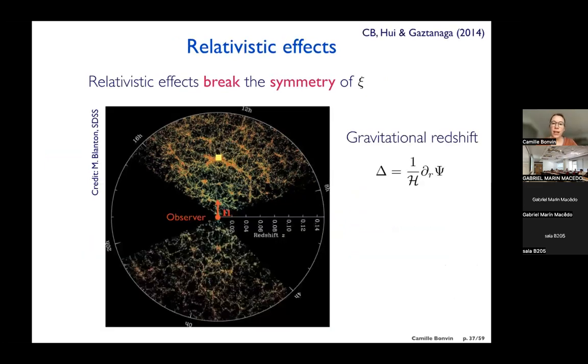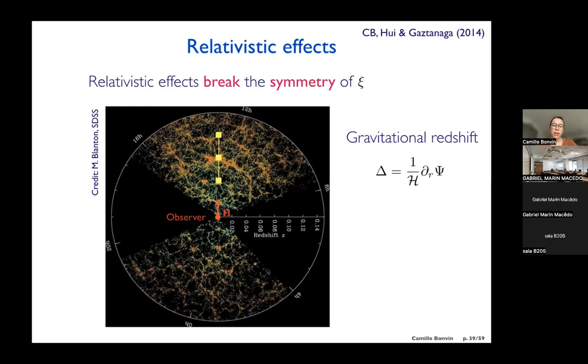Now let us look at the relativistic effect. So the relativistic effect, they are very interesting because they break the symmetry of the correlation function, which is a different thing than what redshift space distortion does. So what I mean by breaking the symmetry of the correlation function is that because of the relativistic effect, the correlation function is not the same if I look at a galaxy which is behind my central pixel or a galaxy which is in front of the central pixel.